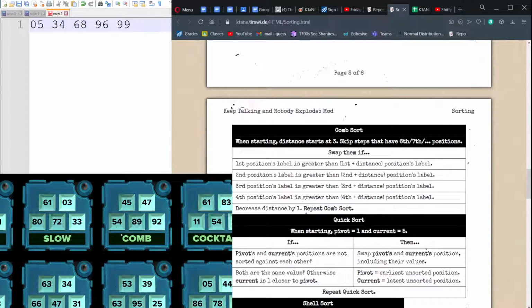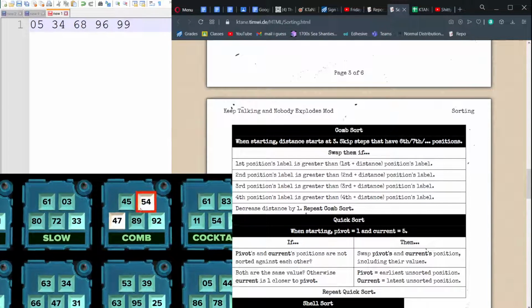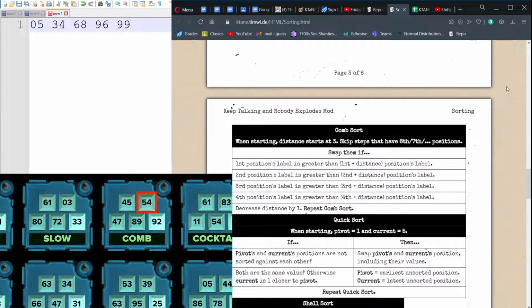So let's see. So the starting distance is 3, and then you move from left to right. This 54, instead of comparing it to this, we would compare it to the 47, which is 3 spaces away. And 54 is greater than 47, so we swap. And then we go on from the first label to the second label. 45 is not greater than 92, so we ignore that.